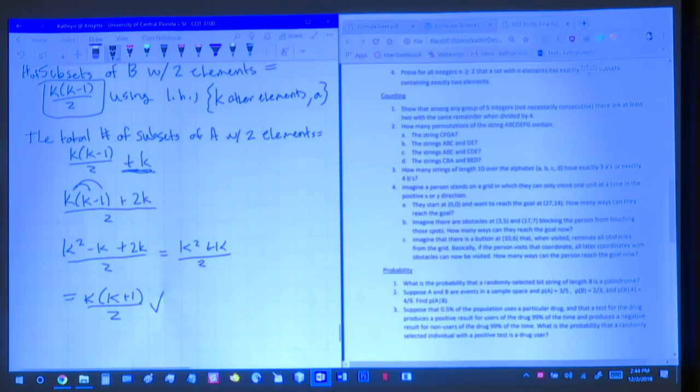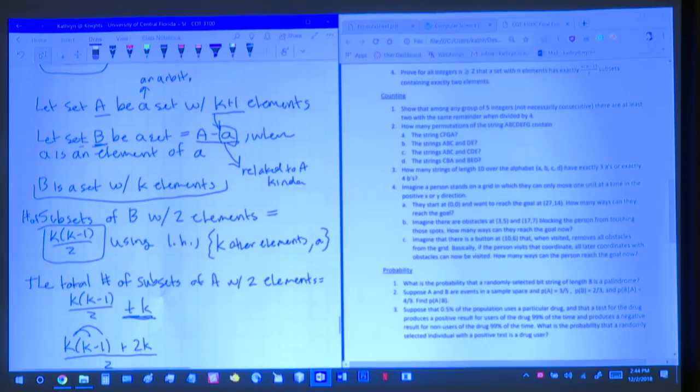So little a would be contained in the big set A, but it's not in B. And that's how we got B. It has k elements. Okay, so A is the plus 1. Yeah.